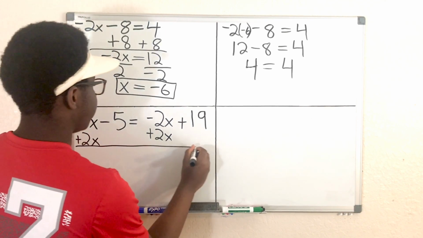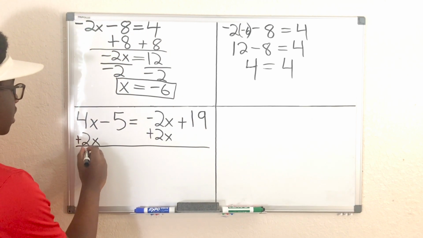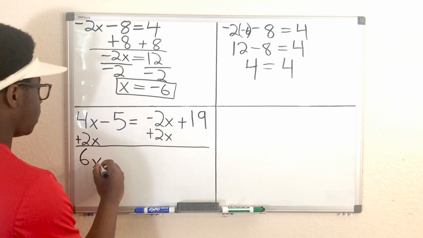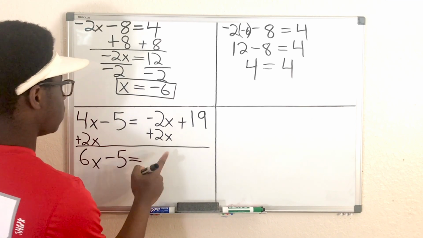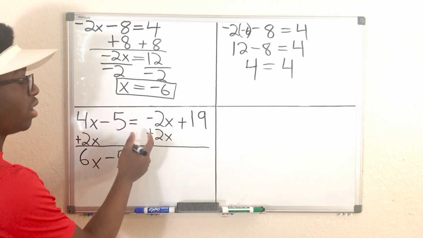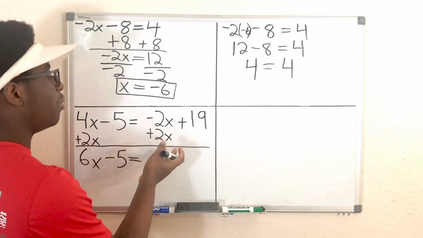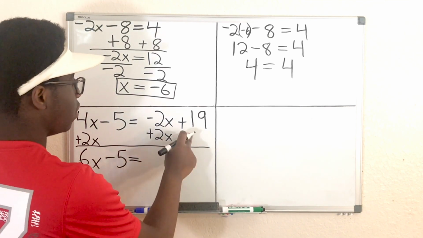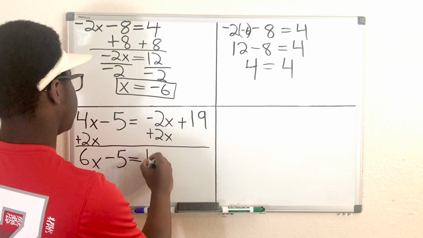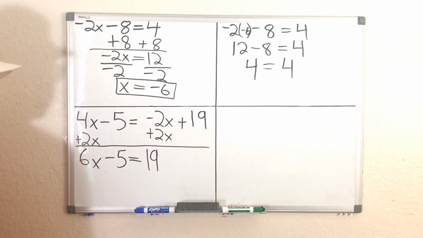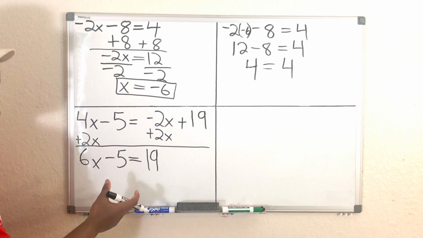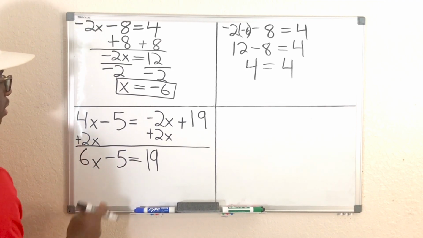So now we have 6x on this side minus 5 is going to be equal to, since these two cancel out, we don't have them anymore, so it's 0. So all we have left is a positive 19, which is equal to 19. Now we have a simpler algebraic equation.